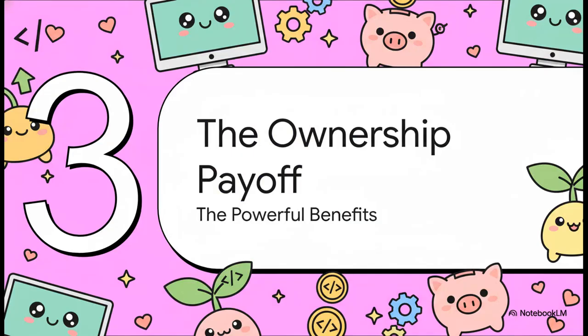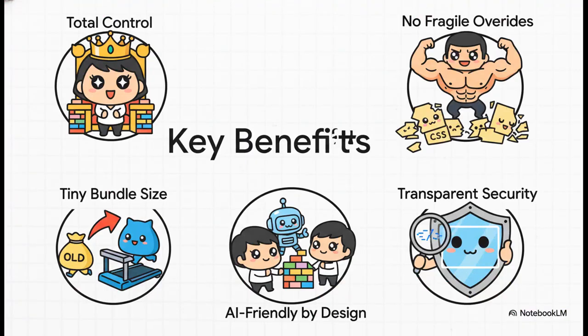So we've seen how it all works. Now let's talk about the payoff. What are the real, tangible benefits you get when you adopt this model of full ownership over your UI code? The benefits are seriously significant. You get total control to change markup and behavior, not just styles. You can say goodbye to fragile overrides. You get a much, much smaller bundle size. From a security standpoint, it's completely transparent. You can audit every single line of code. And maybe most importantly for the future, it's AI-friendly right out of the box.